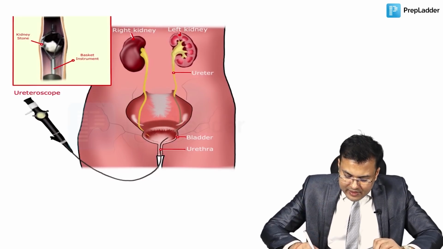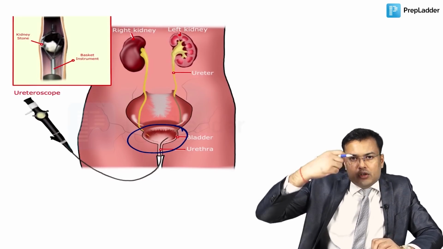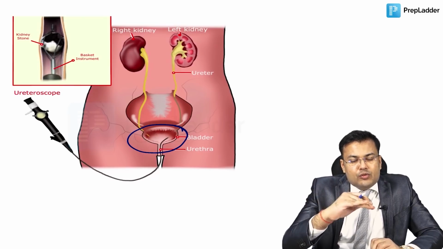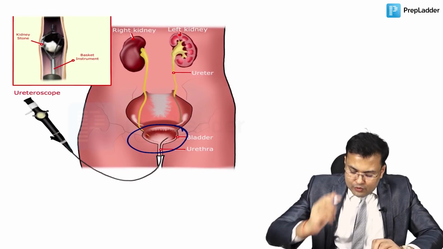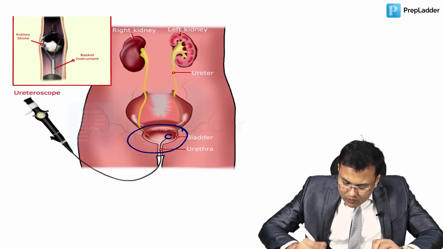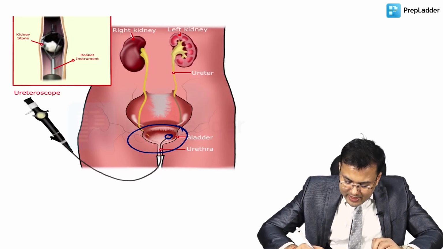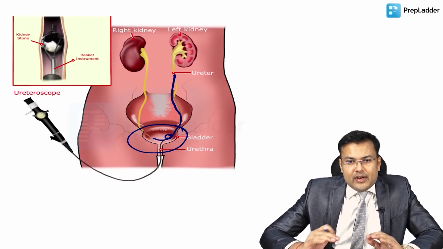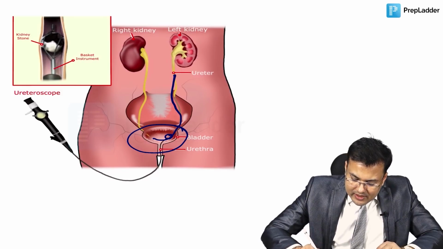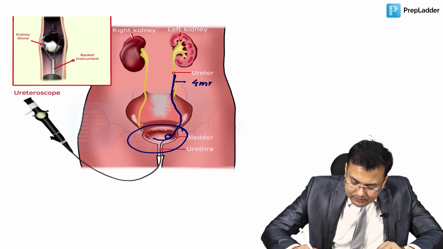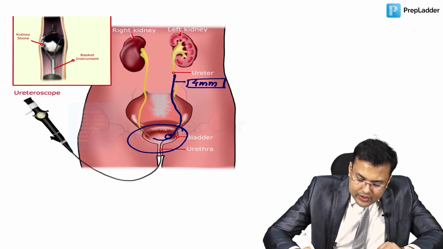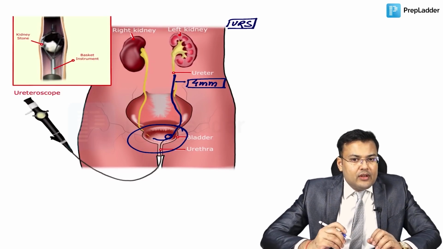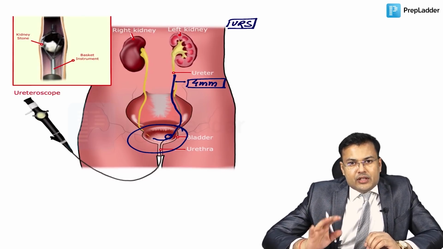And how do we perform ureteroscopy? First of all, we have to perform the cystoscopy. So you have to go inside the bladder and perform the visualization of bladder. Cystoscopy. After performing cystoscopy, you have to insert one scope into the ureter and you perform the visualization, that is ureteroscopy. Right? Now, what is the internal diameter of ureter? 4 mm. So here we are performing URS, that's also known as ureteroscopy. The internal diameter of ureter is 4 mm.